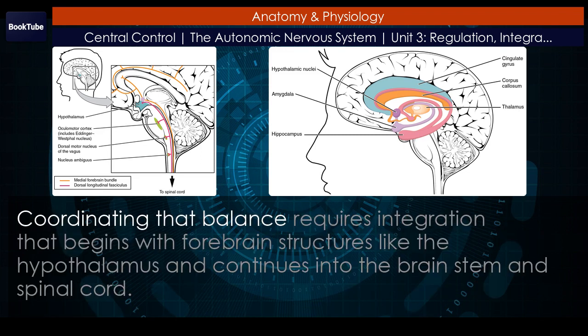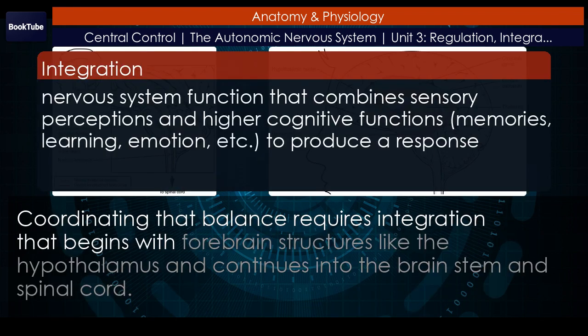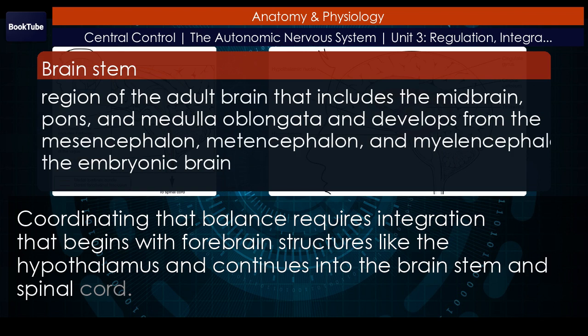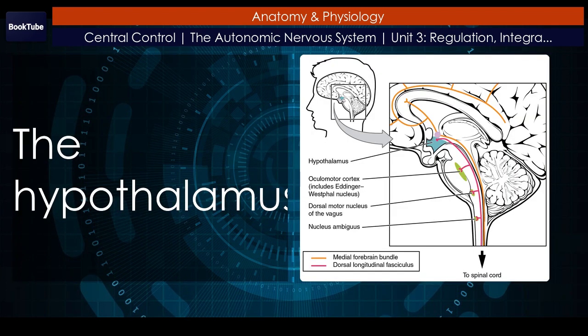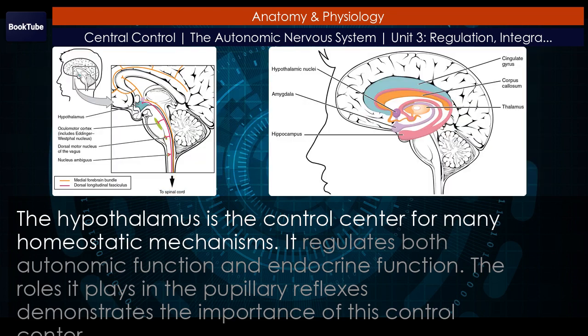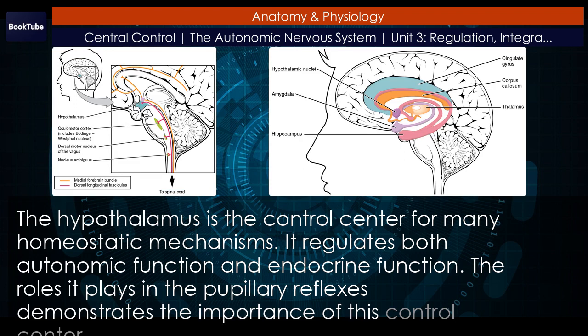Coordinating that balance requires integration that begins with forebrain structures like the hypothalamus and continues into the brainstem and spinal cord. The hypothalamus. The hypothalamus is the control center for many homeostatic mechanisms. It regulates both autonomic function and endocrine function. The roles it plays in the pupillary reflexes demonstrates the importance of this control center.